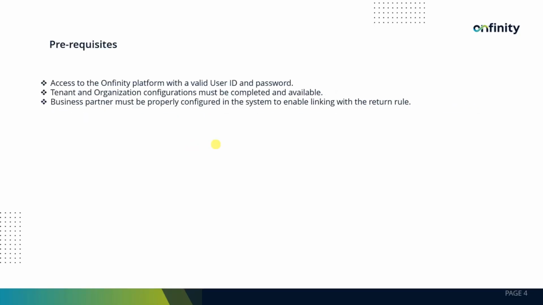To get started with return rules, you need to ensure the following prerequisites are met. You must have access to the Onfinity platform with a valid user ID and password. Tenant and organization configurations should be completed and available. The business partner must be properly configured in the system so that the return rule can be linked to it. Additionally, ensure that the relevant product and product category are configured. This allows you to apply return rules based on specific products or categories, helping you control return policies more effectively.